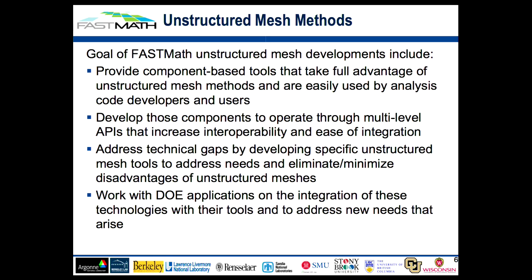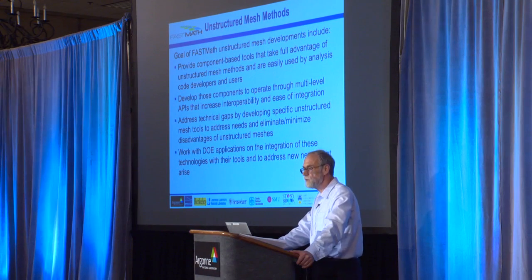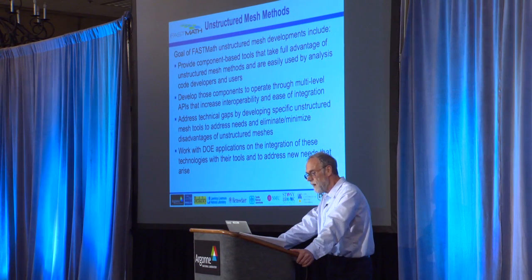They tend to work well when you can work with adaptive methods in which you are tracking and monitoring the solution and changing the mesh to adapt to the solution, to make the mesh fine where you have the action, if you will, etc. The goal of the FASTMath unstructured mesh developments is really to provide component-based tools that take advantage of what unstructured meshes can bring to the table, and to provide those components to applications so that those developing analysis programs don't have to become mesh generation experts or mesh data structure experts, and can build on that.